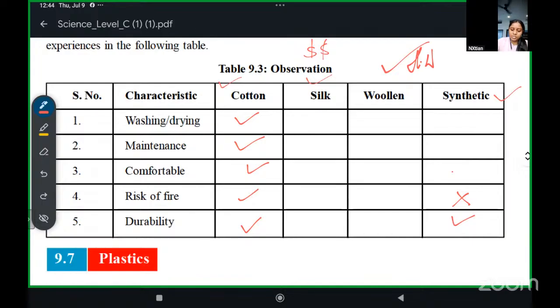Synthetic: mildly comfortable. Maintenance is easy. Washing and drying is easy. Woolens: maintenance is hard. Washing and drying is hard. Risk of fire, yes. Durability is there and comfortable also. Silk: washing and drying is easy. Maintenance is a little difficult. Comfortable, yes. Risk of fire, but durable.